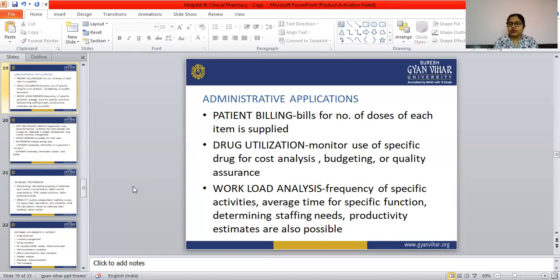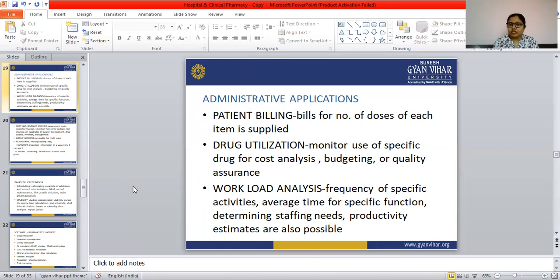The computer can monitor the use of a specific drug for cost analysis, budgeting, and quality assurance. Okay, so the computers used in clinical pharmacies are used to monitor drug utilization. Next is workload analysis.